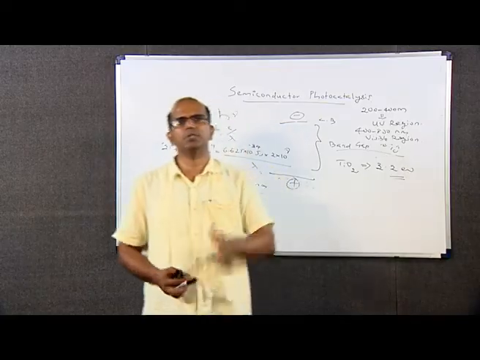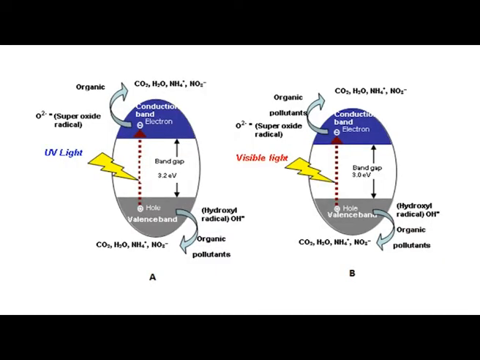If you look at the picture on the left side, you can see that the band gap will be 3.2 electron volt for the normal TiO2 semiconductor. So, we should use a UV light to excite the electron from the valence band to the conduction band, and they can behave differently. They can undergo oxidation-reduction reactions and finally convert the pollutant into carbon dioxide and water.